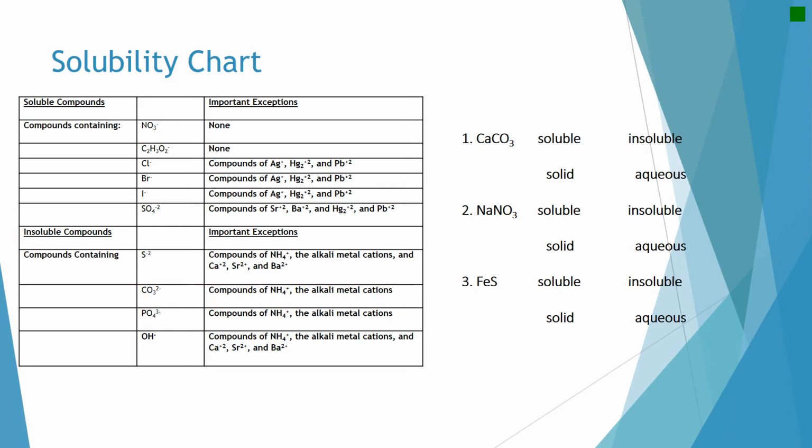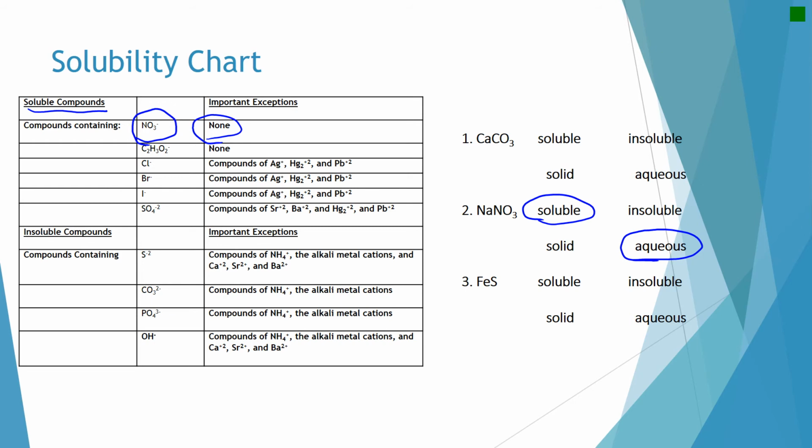Okay, sodium nitrate, or NaNO3. So what we need to do is look for nitrate, NO3, and it is always soluble, and there are no exceptions. So no matter what, if I have nitrate, it is always going to be soluble, which by definition means that it is aqueous.